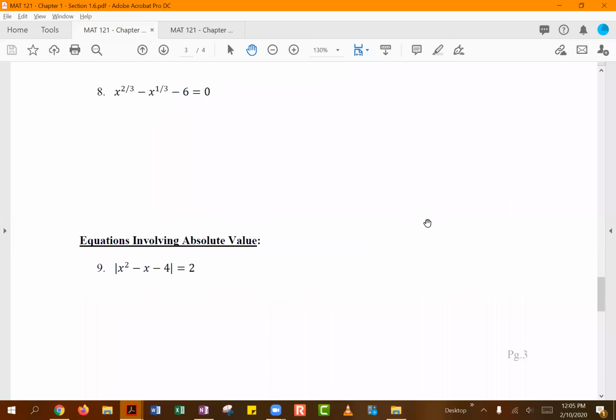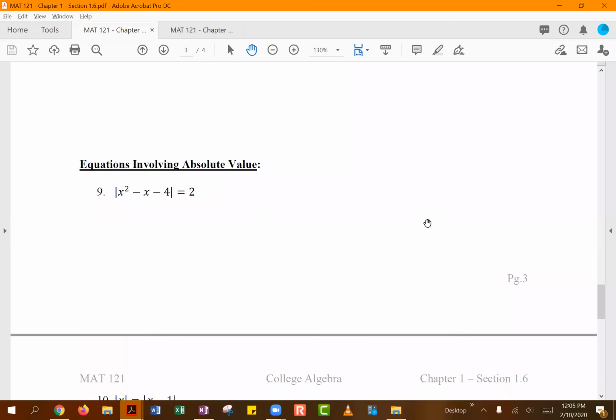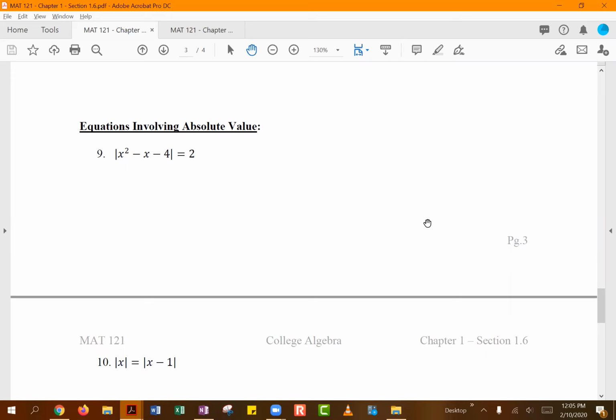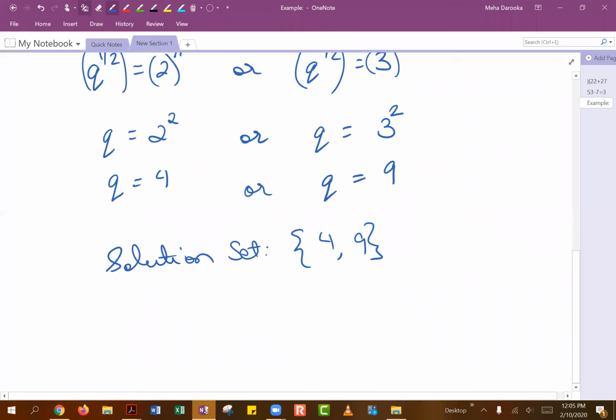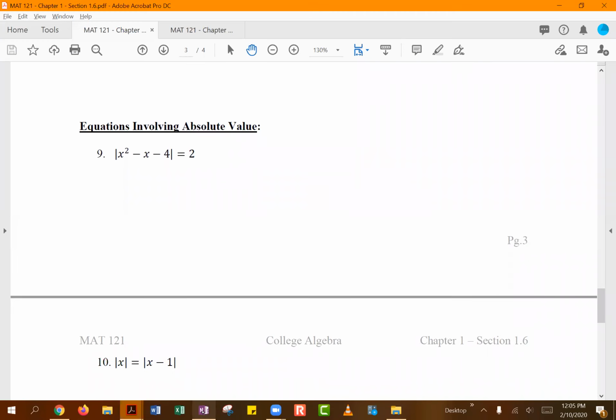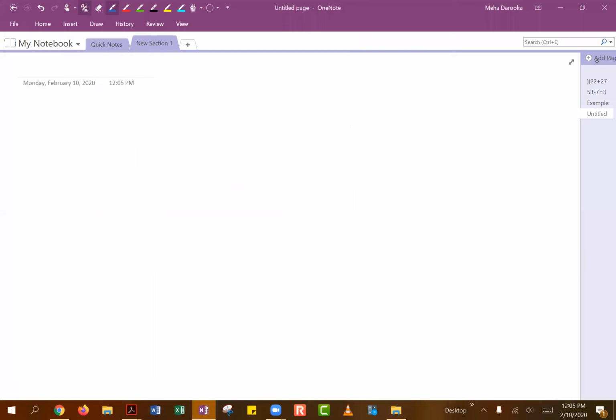Okay. So equations involving absolute value. Now we've done a little bit of absolute value equations in the first half of this chapter. Do you remember how we start by setting up an absolute value equation? The absolute value symbol, yeah. All right, so how do we get rid of that, Levi?